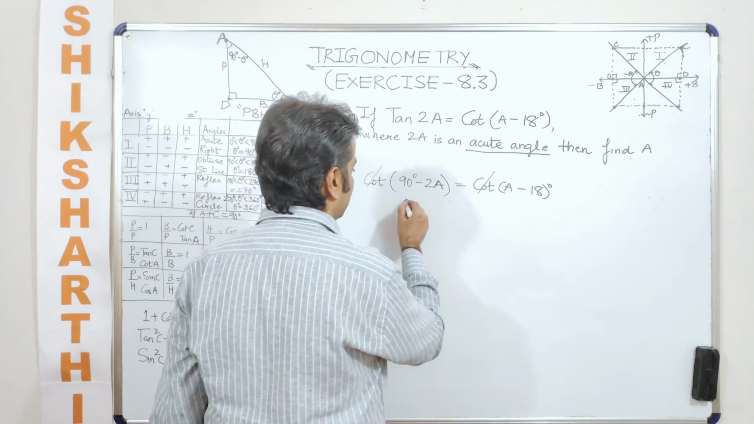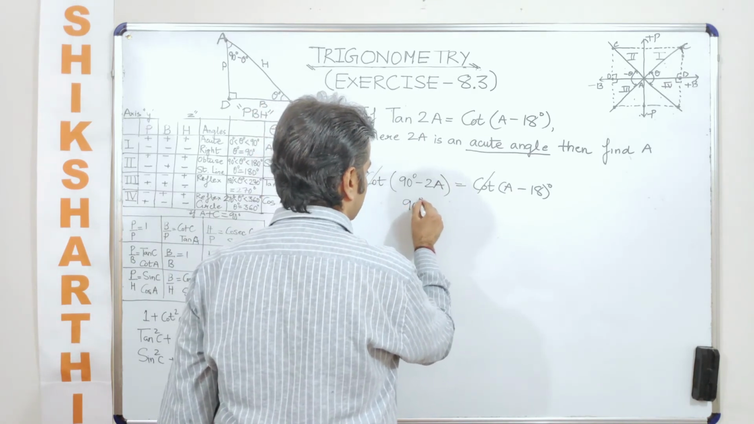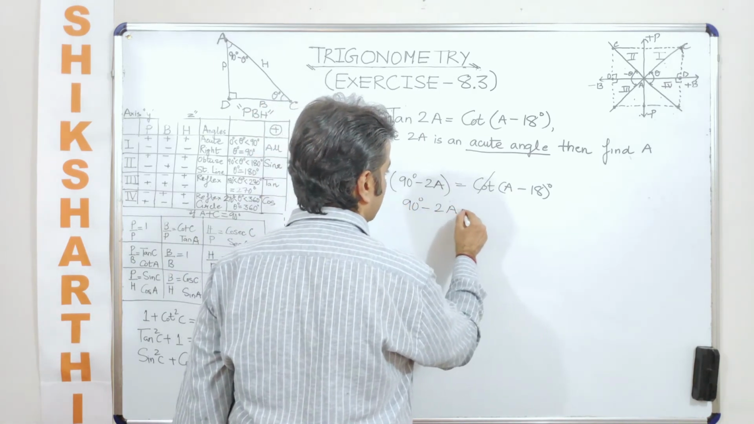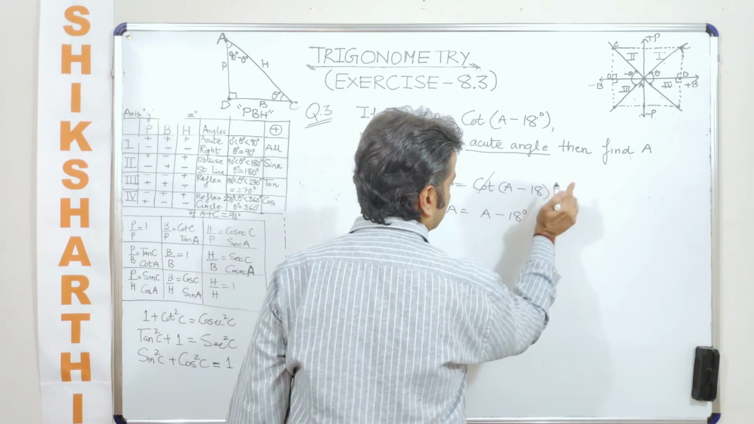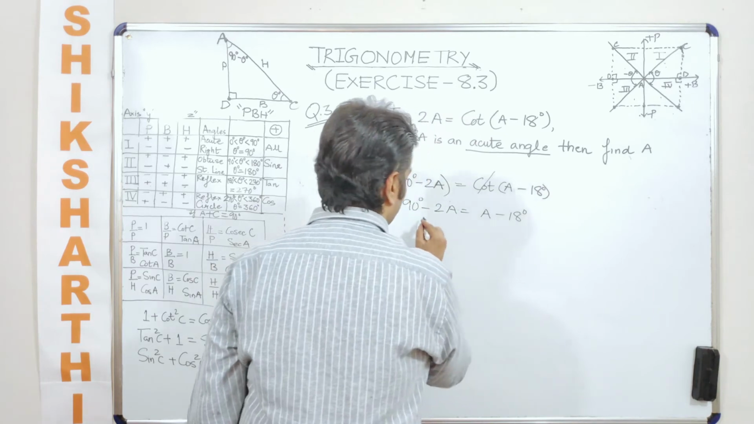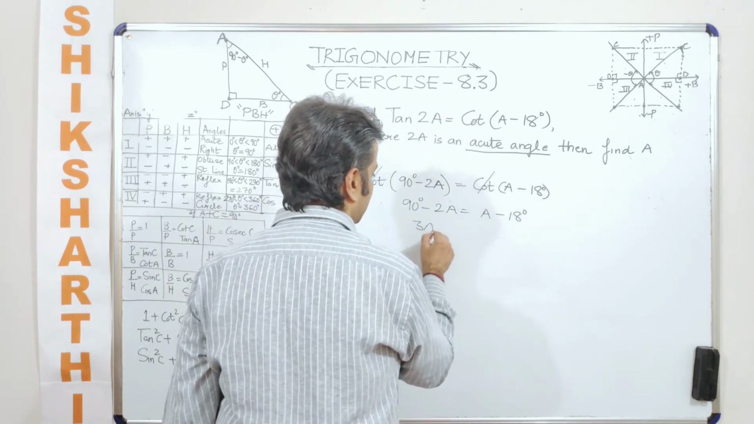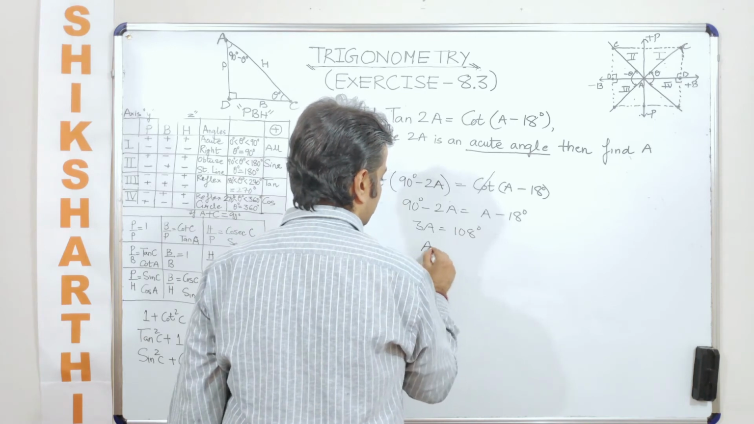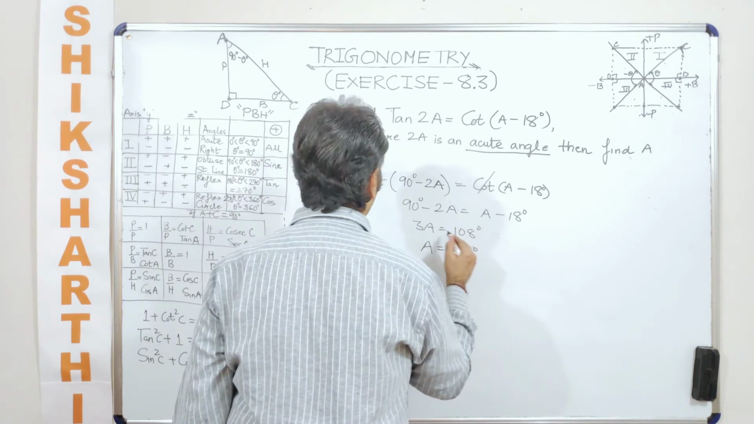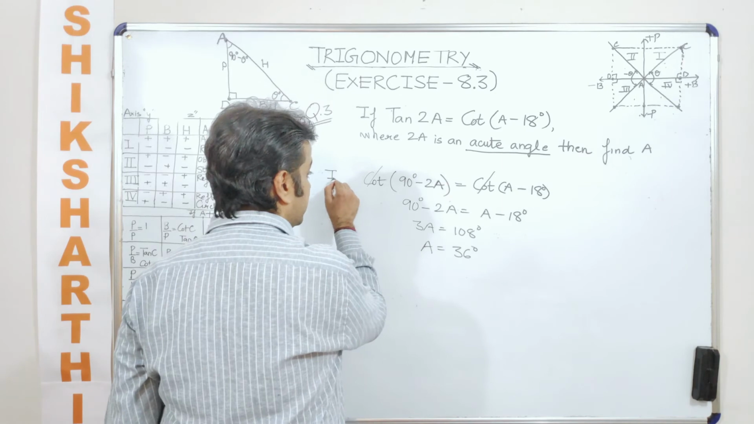Okay, once you have done this, in that case you will write this as 90 degrees minus 2a is equal to a minus 18 degrees. Now in that case, can I say 3a is equal to 108 degrees? So in that case, a becomes equal to 36 degrees. So you get the value of a. This is one way of doing it.